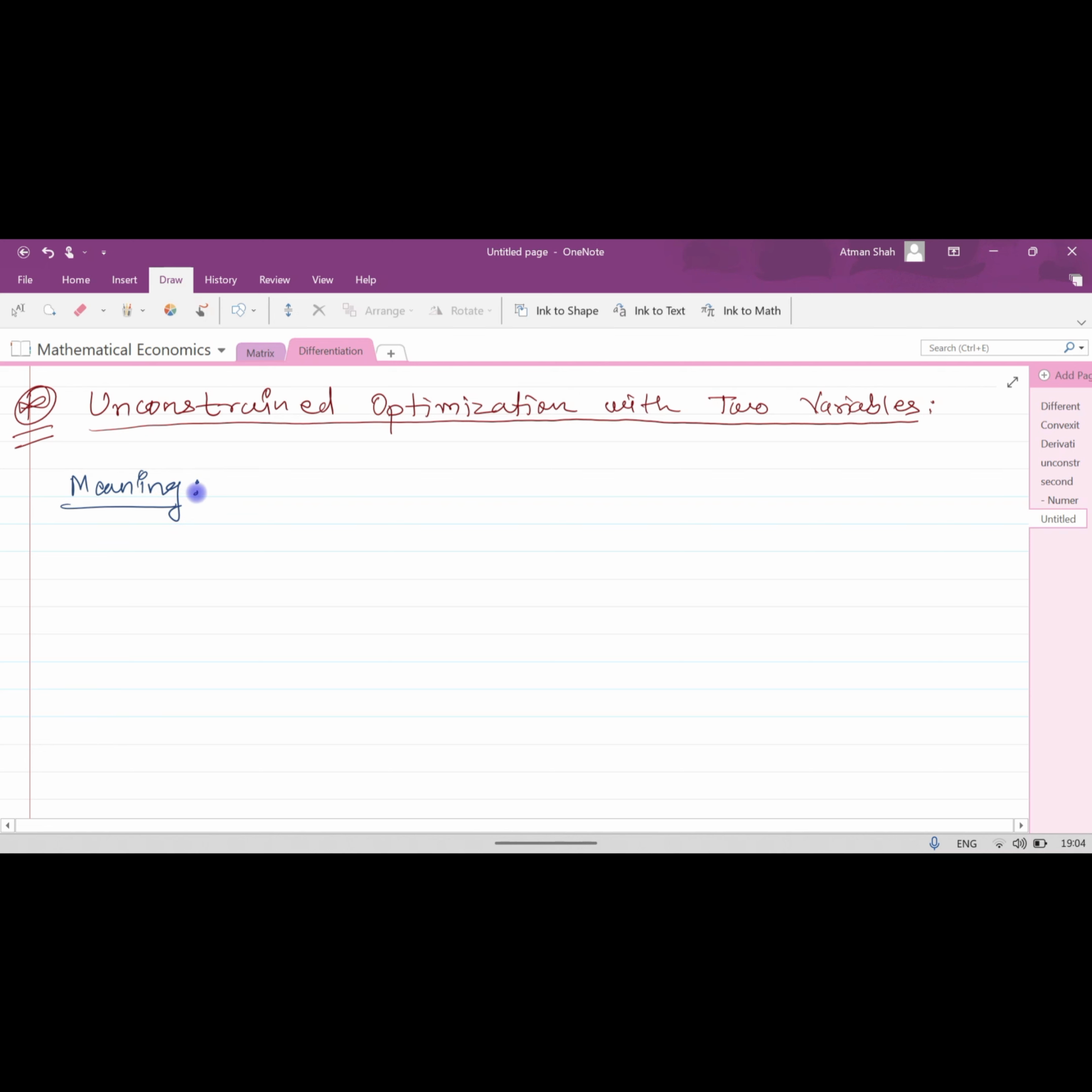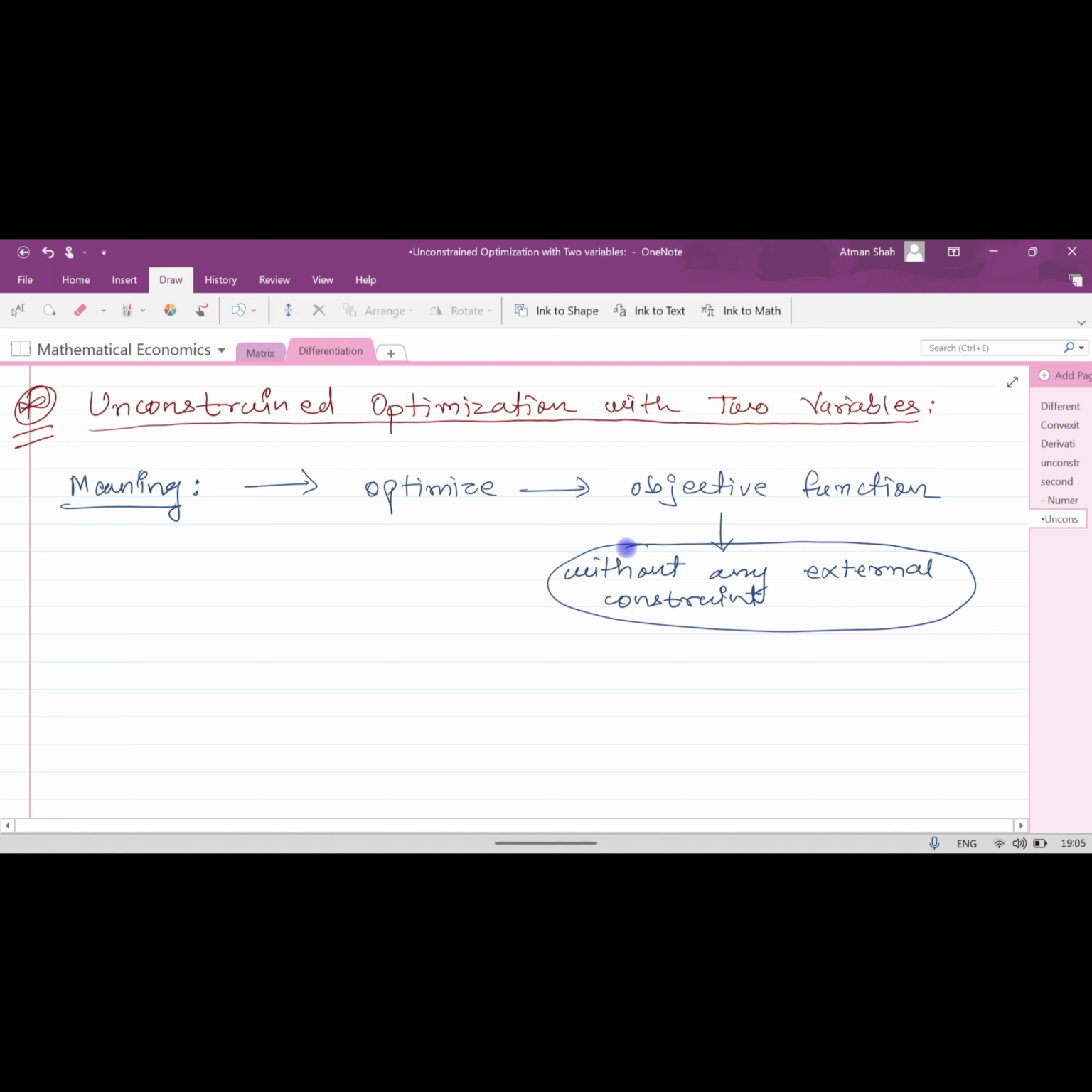Now let's begin with the meaning. What is unconstrained optimization? Here we want to optimize an objective function without any external constraint. We want to maximize or minimize the objective function without any external constraint.